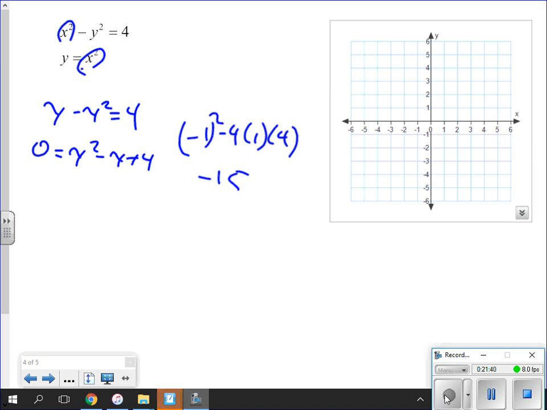Remember that? That's the part underneath the radical of the quadratic formula. If that comes out negative, you got no real solutions. So that means there are no solutions. These two never cross.